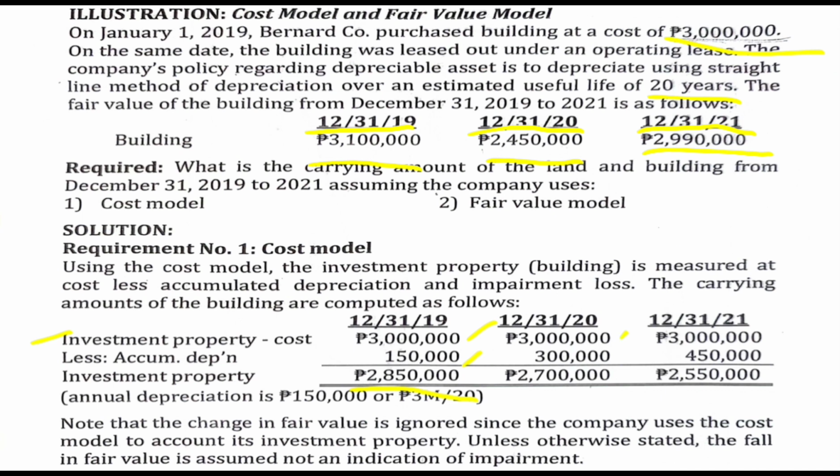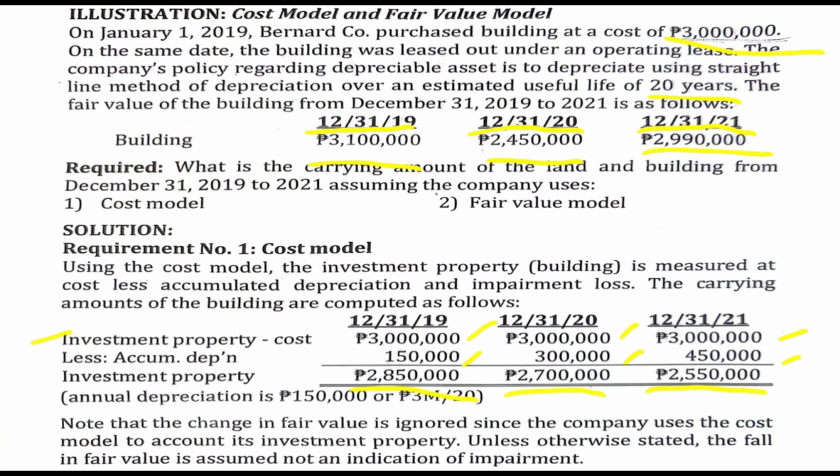Then, 2020, same process. Investment property cost 3 million less accumulated depreciation 300,000. So na 300,000 si kay from January 1, 2019 to December 31, 2020. So times 2 years, we have 300,000. So 3 million minus 300,000, we have a carrying amount of 2,700,000 in 2020. Then 2021, investment property cost 3 million less accumulated depreciation 450,000, times na to 3 years. Then 3 million minus 450,000, we have 2,550,000 nga carrying amount in 2021.